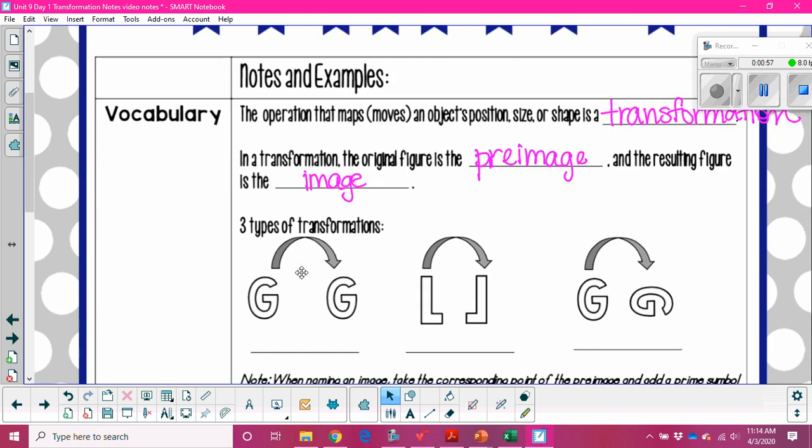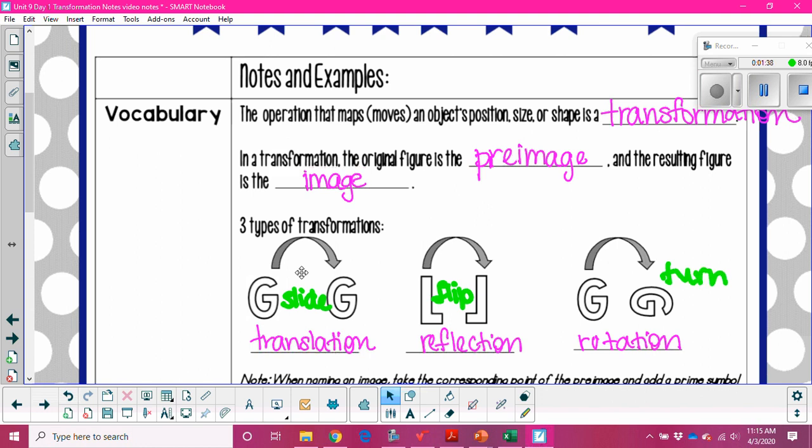Okay, so there are three types of transformations. You have a translation, which is a slide. You have a reflection, which is a flip. And you have a rotation, which is a turn. Okay, so you have slides for the translation. This is a slide. You have a flip, which was the reflection, and a turn, which was the rotation.